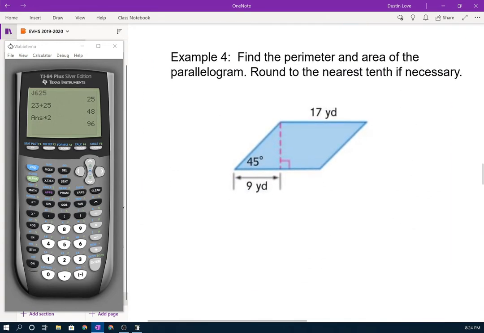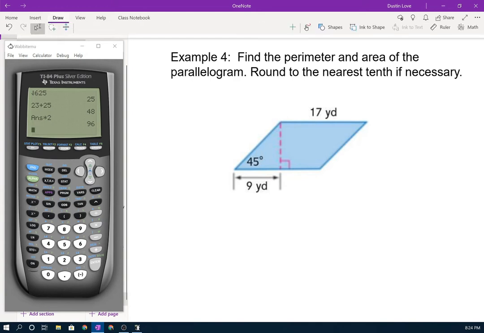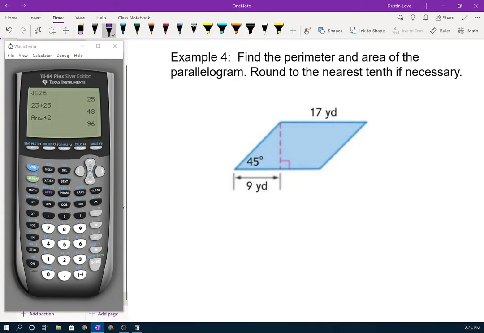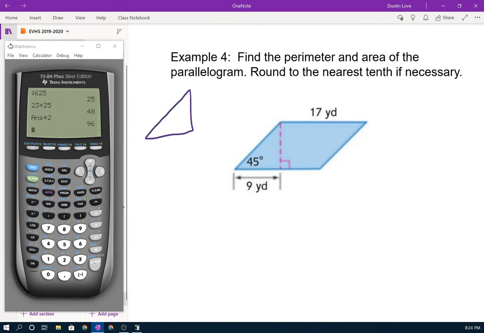All right, example 4. Find the perimeter and area of this parallelogram. Now, this one, we're going to have to take advantage of either trigonometry or special right triangles. Either one will do it for you. I'm going to choose special right triangles because that's usually easier. So it looks like I've got a right triangle here that has a 45-degree angle on it. Now I know that on a 45, 45, 90 triangle, we said that that was S and S because it's an isosceles triangle, and the hypotenuse is S times the square root of 2.